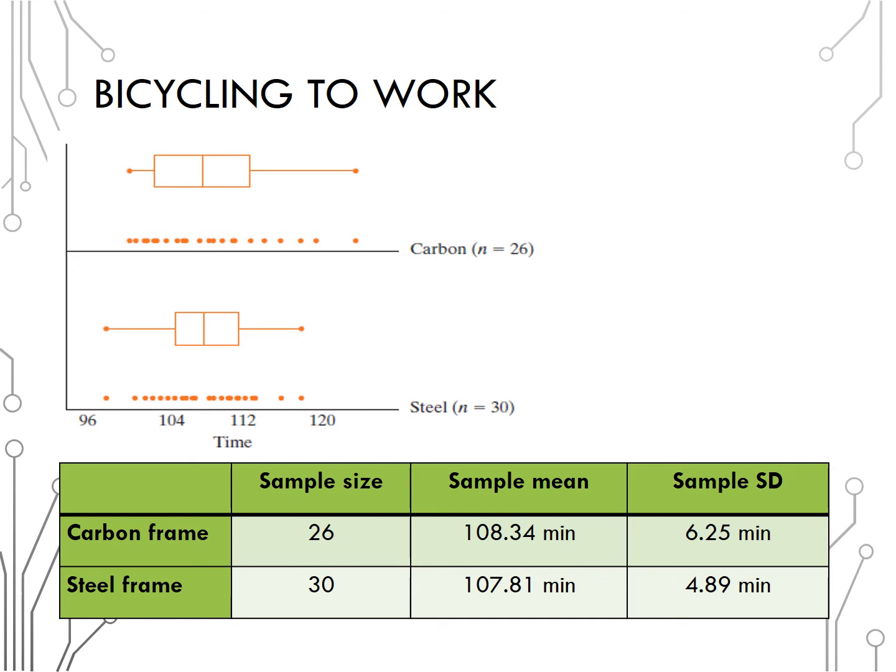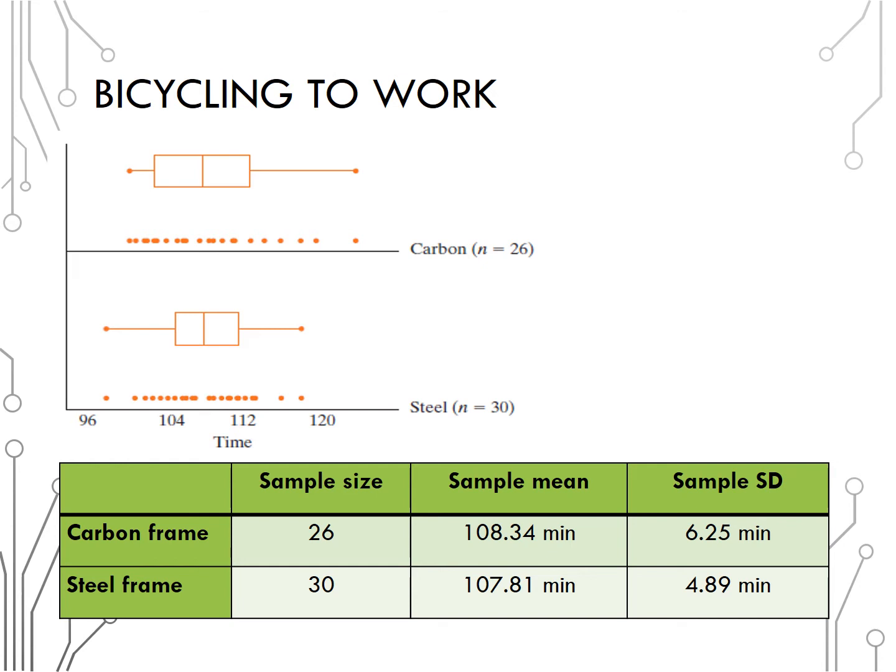Here we see the raw data. Looking at the stacked box plots and dot plots, how would you describe the two distributions? Both look roughly symmetric, though you might argue that the carbon distribution has a very slight right skew due to the long right tail. The medians look similar, but the variability is larger in the carbon data.